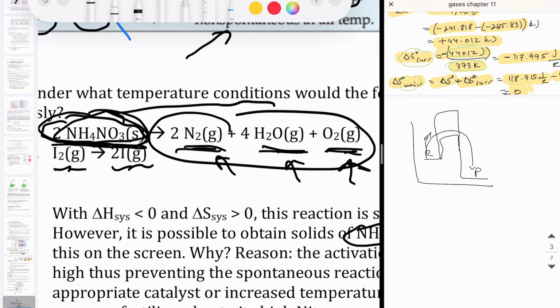The second reaction, let's take a look at that one. It's I2 gas going to 2I gas. Okay, so the entropy change of this should be positive because I'm going from something that is one molecule to something that is two molecules, right? Or two atoms in this case. So that delta S is going to be positive.